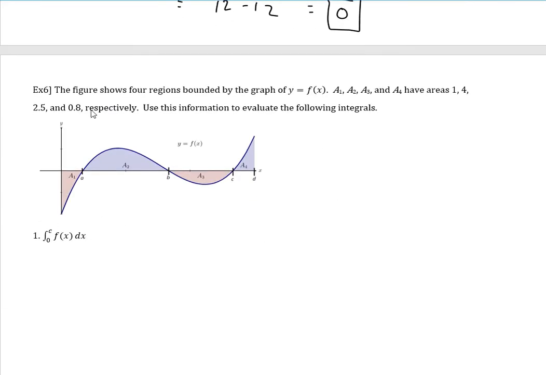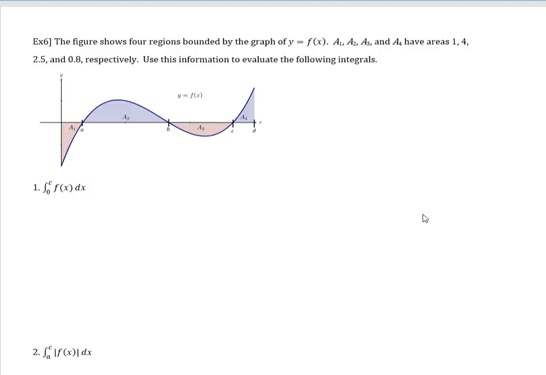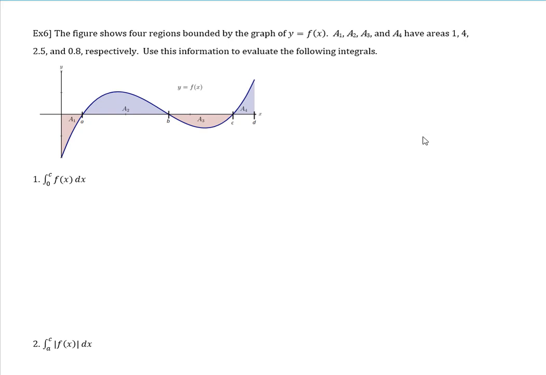And they tell us the figure shows 4 regions bounded by the graphs of y equals f of x. A1, A2, A3, and A4 have areas 1, 4, 2.5, and 0.8 respectively. Use this information to evaluate the following integrals. Okay, so they gave us the areas. Remember, regular old areas they're considering as positive, whereas with integrals, we have to know that it represents a net area.